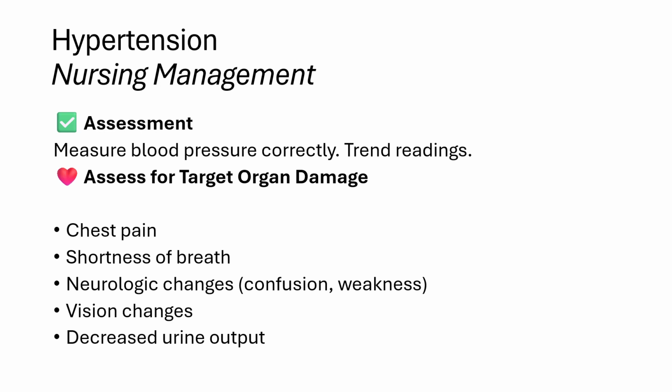So also looking for all of these, assessing for target organ damage. So for the kidney, of course, we're going to be looking at BUN and creatinine. For the heart, we're going to be looking at troponins, CPK, CPK-MB, all those things that I will go over on another day. Looking for changes in their vision and any neurologic changes.